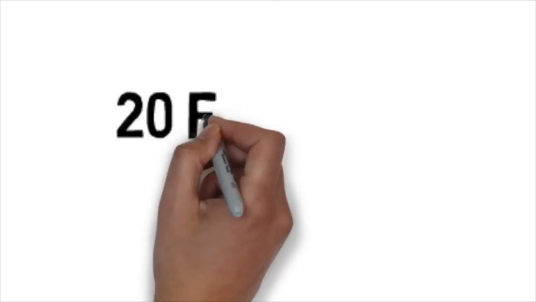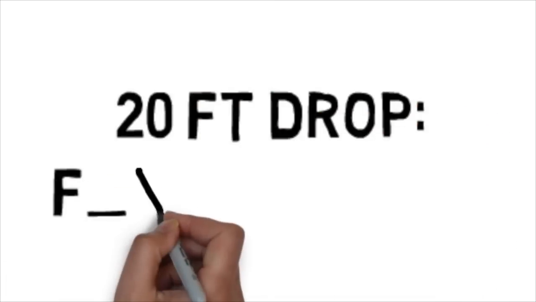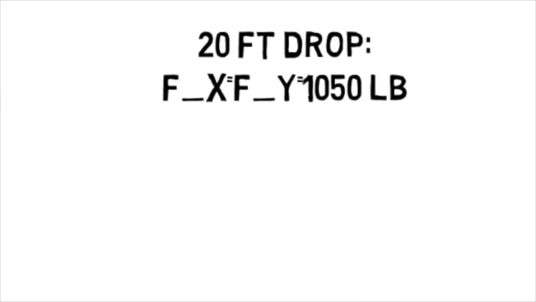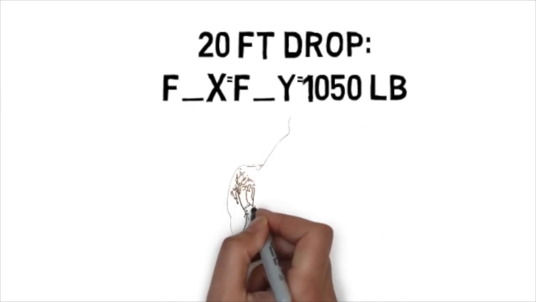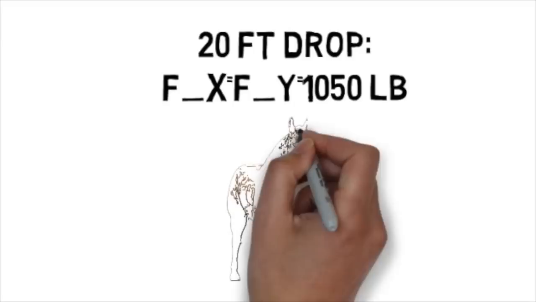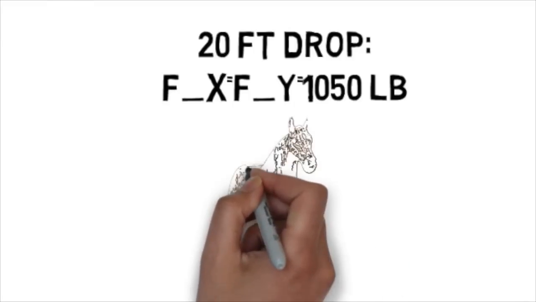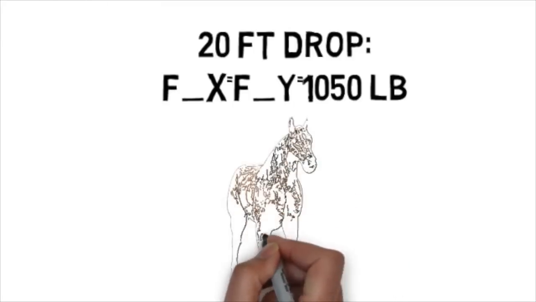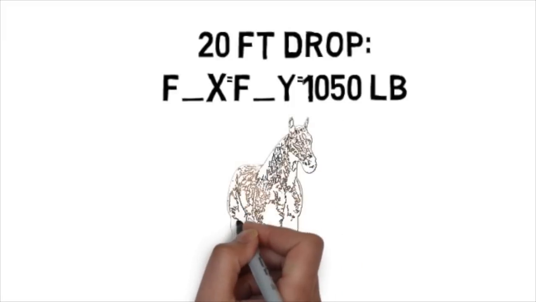If the drop height is extended to 20 feet, the vertical and horizontal components of the force are increased to 1,050 pounds. This is equivalent to having a full-grown horse stand on your head, creating a force in compression, and another horse creating a horizontal component in your neck.